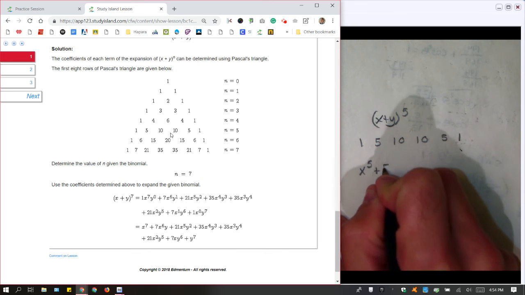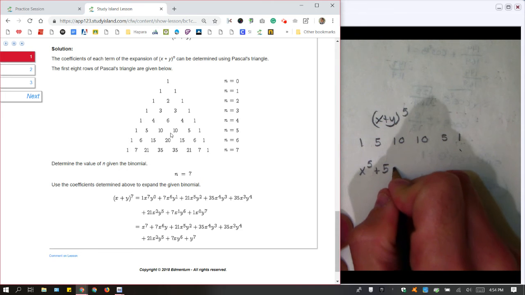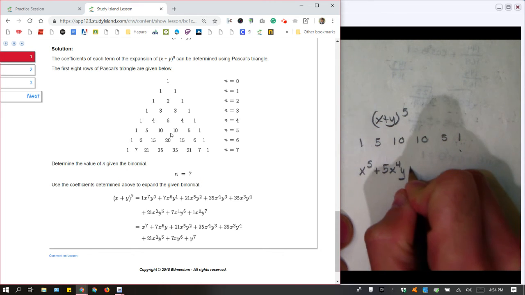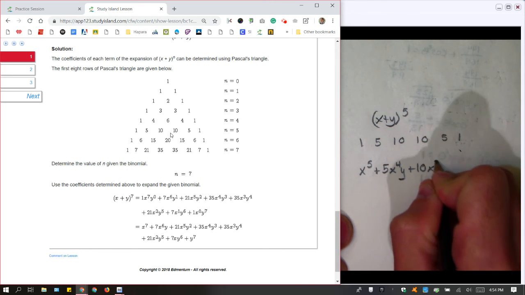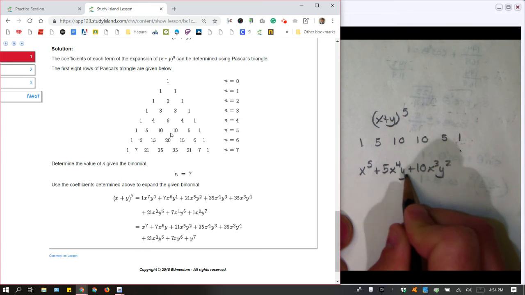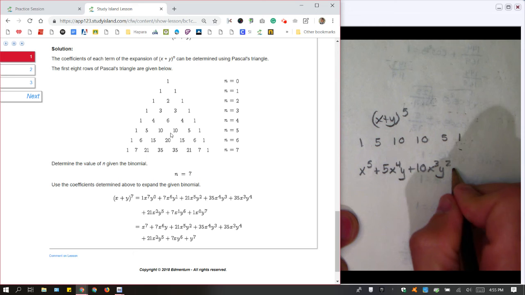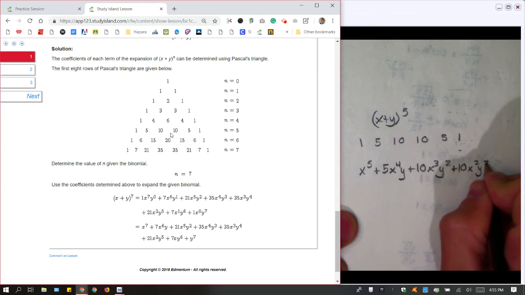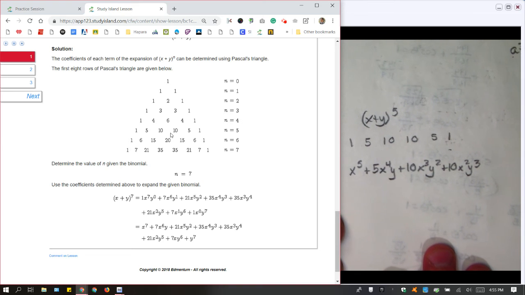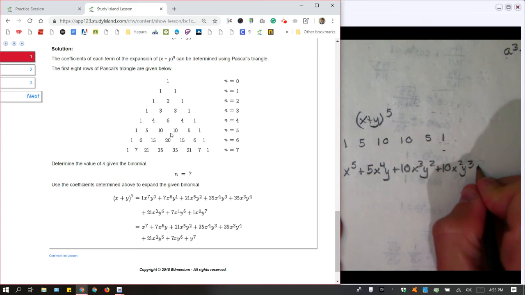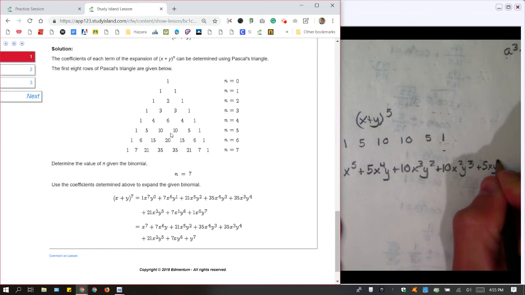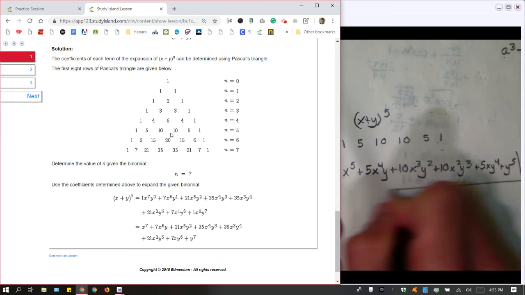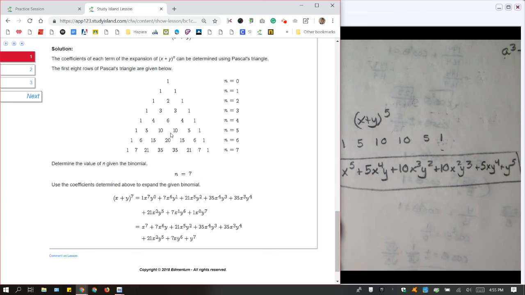And then plus 5, and now I put x to the fourth times y, and then plus 10, x to the third, y squared. I'm just writing x and y, and I'm subtracting from the exponent on the x and adding to the exponent on the y each time. And then plus 10, x squared, y cubed. And then I've got, after that, plus 5xy to the fourth, and then plus y to the fifth. So that is my expanded expression right there.